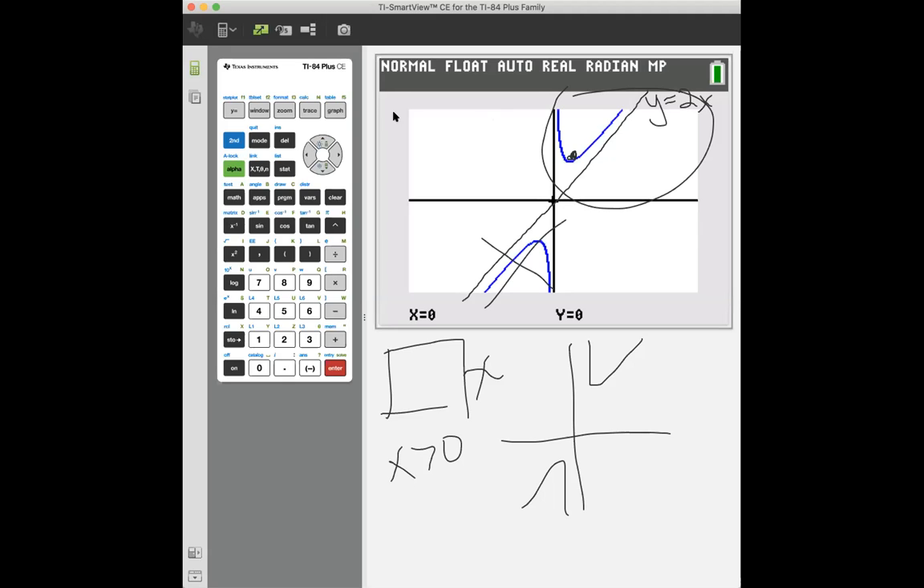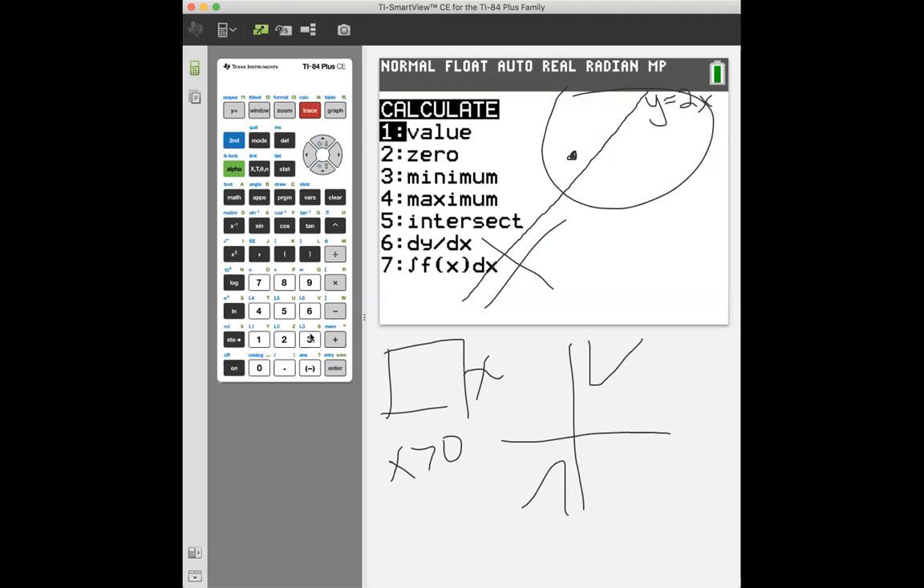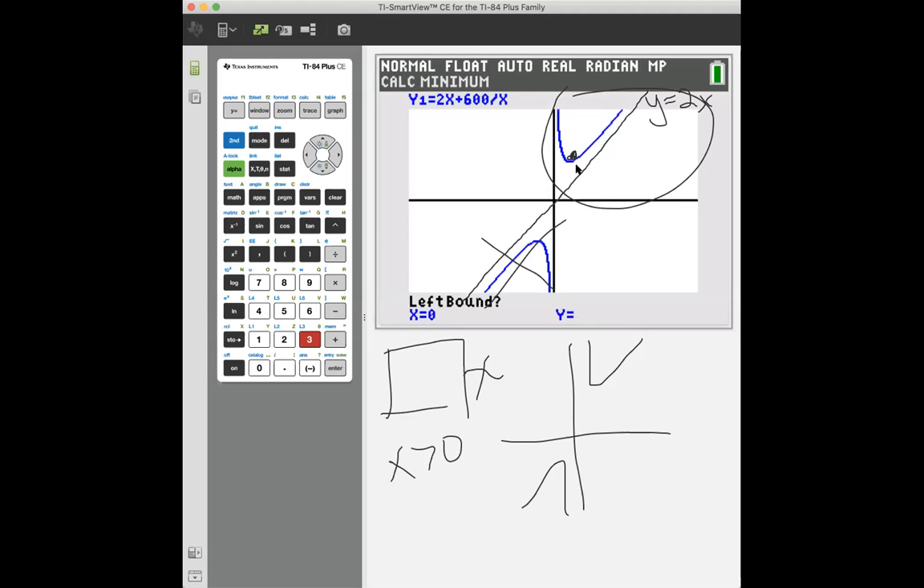So to find this, we're going to go second, calculate the minimum, that's number 3. And I want it to be between these values. Okay, so I'm going to use my spider. First question, left bound, so I'm going to go to the left of that minimum point and hit enter. Right bound, go over until I'm definitely 100% sure that I'm to the right of that minimum point and hit enter, and then enter one more time.